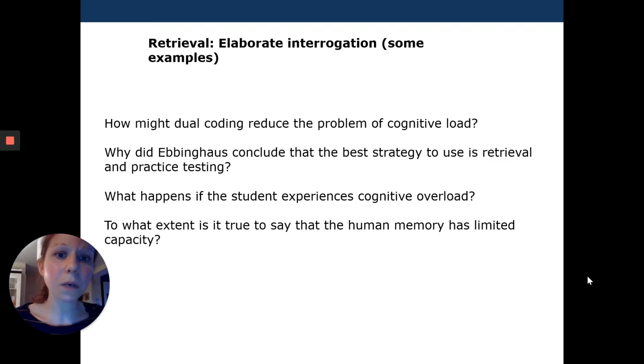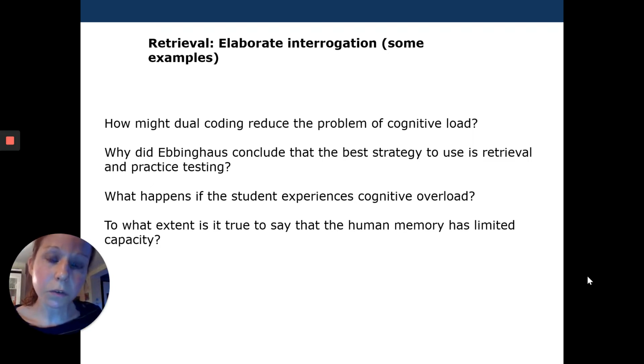You wouldn't be able to answer how might dual coding reduce the problem of cognitive load if you weren't making a connection between, well, what is dual coding and what is the problem of cognitive load and how does dual coding work, and therefore why does it help to reduce that problem? You're really having to form connections and make links. And so I think that's a really powerful little technique to use.